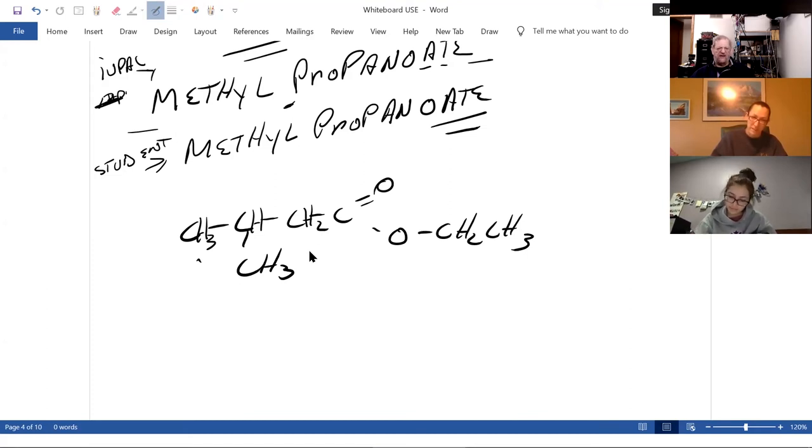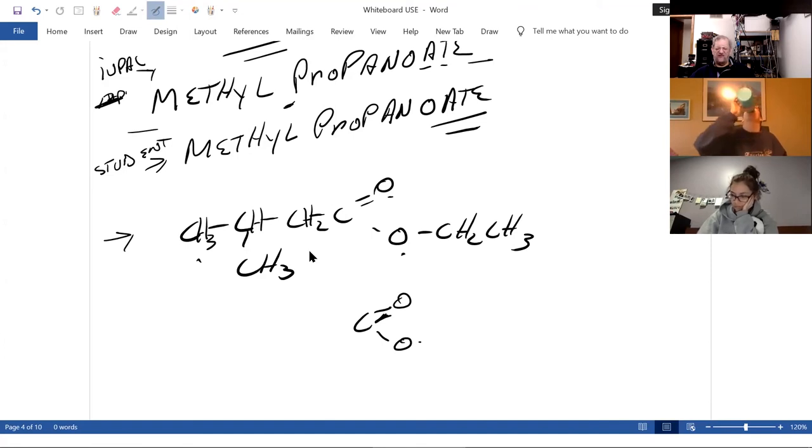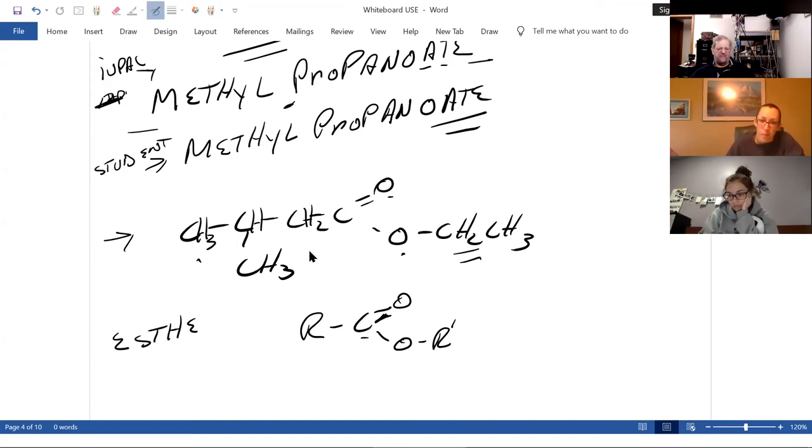I'll do this one. And the question is, what functional group do we have? What's different? Ooh, two oxygens. One is double bonded to the carbon, and that same carbon has an oxygen. And on that oxygen, we have carbons, and on the carbonyl carbon, we have carbons. And this is an ester. How do you name it? Let's use the student's way. First of all, R prime, you name as the alkyl group in front, ethyl.